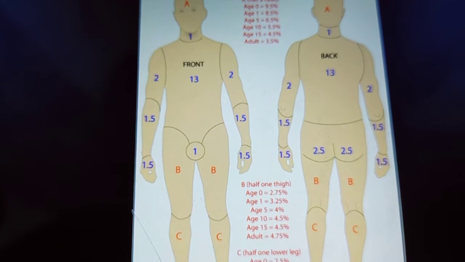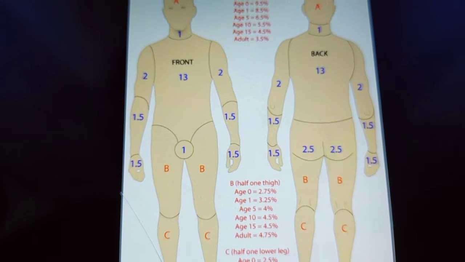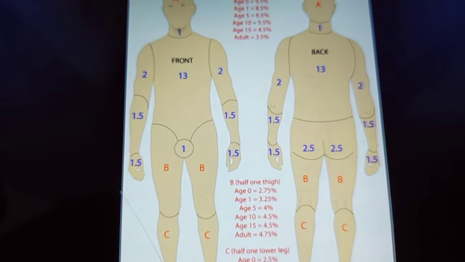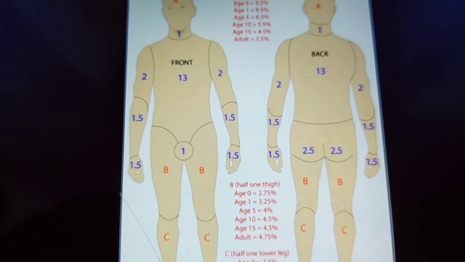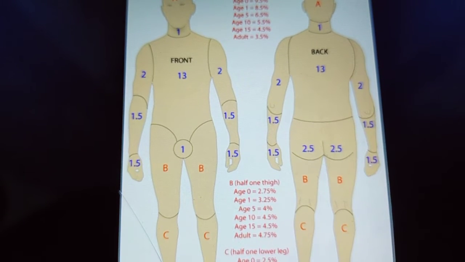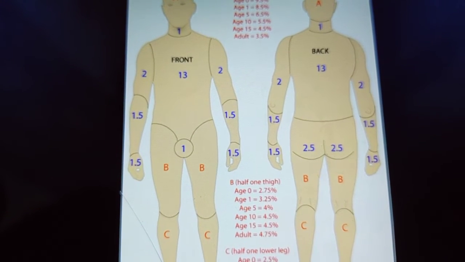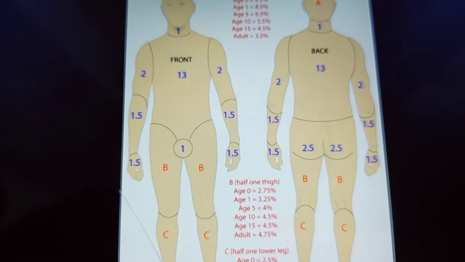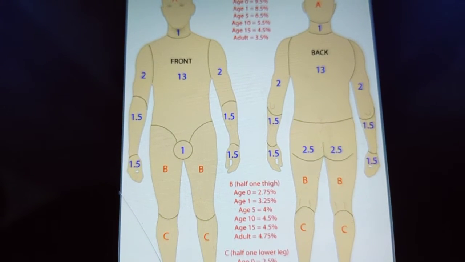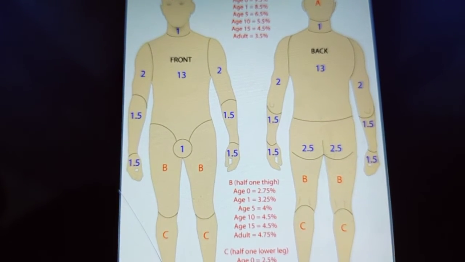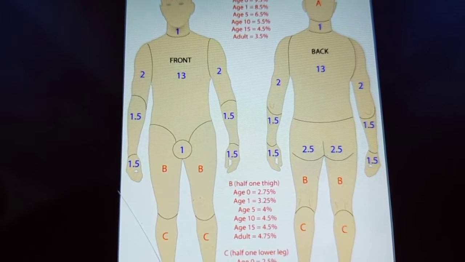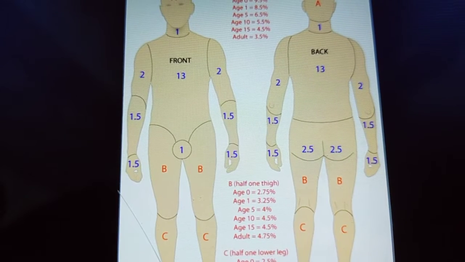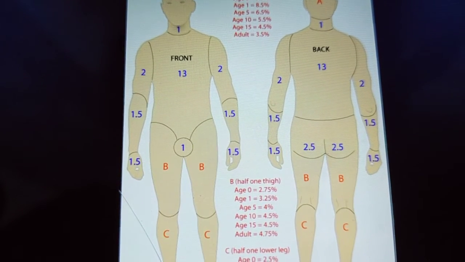The next method is the Lund and Browder chart. This was developed in 1944, and it is the most broadly used tool worldwide to calculate the total body surface area of a burn, and it is the most accurate graphical record of the extent of the burn. In comparative studies of the rule of nines, Lund and Browder, and the Palmer method, they found Lund and Browder to be 3% more accurate than the rule of nines.